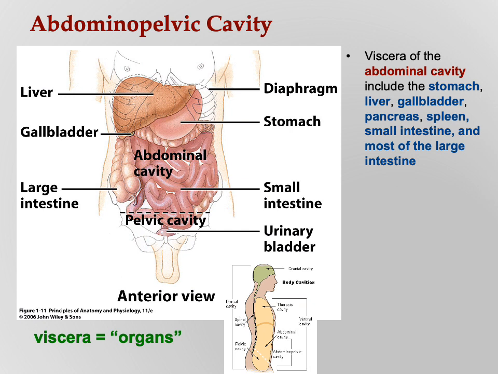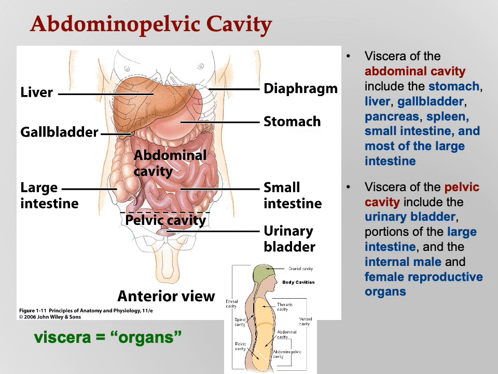Viscera means organs. So what are the viscera of your abdominal cavity? Well, some of the main ones are the stomach, the liver, the gallbladder, the pancreas, the spleen, the small intestine, and most of the large intestine. I expect you to know that. You should know which organs are enclosed within your abdominal cavity.